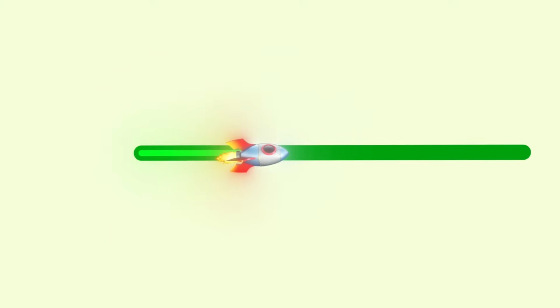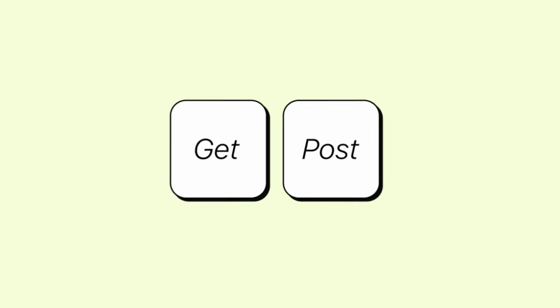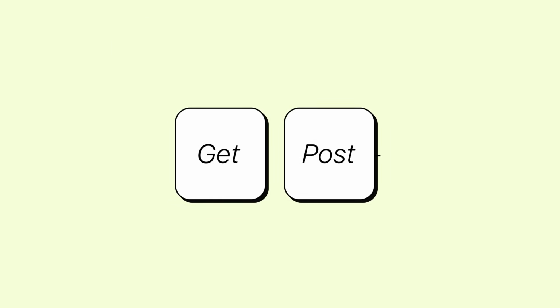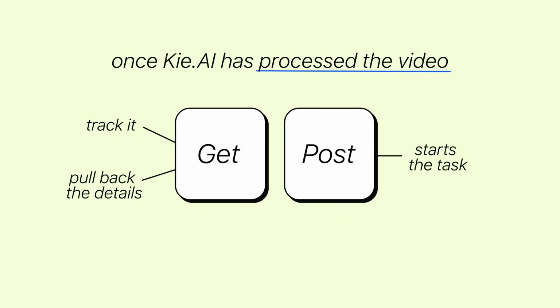After sending the request to generate a video, the workflow needs a way to check on its progress and retrieve the results. The GET request handles this step, while the POST request starts the task. The GET request allows us to track it and pull back the details once Key.ai has processed the video. Keeping these two steps separate makes the workflow clearer and easier to maintain.